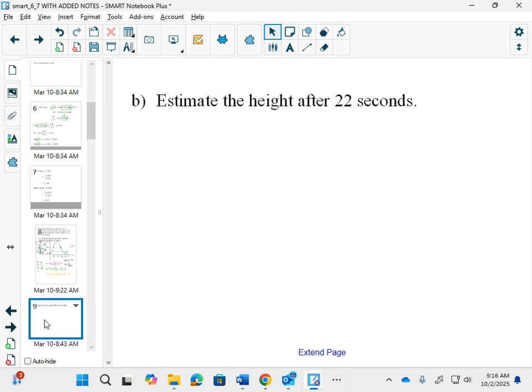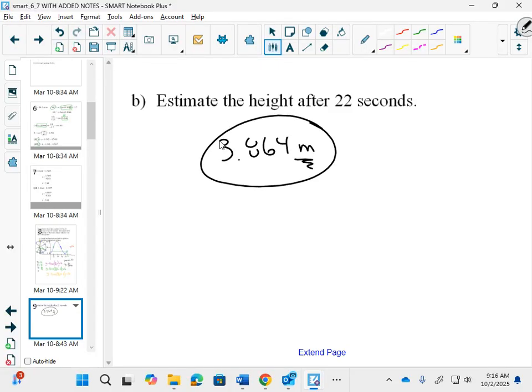So on this, estimate the height, 3.864. These are word problems. You need to have units. If we don't have units in our answer, we will lose an E5 error for missing units.